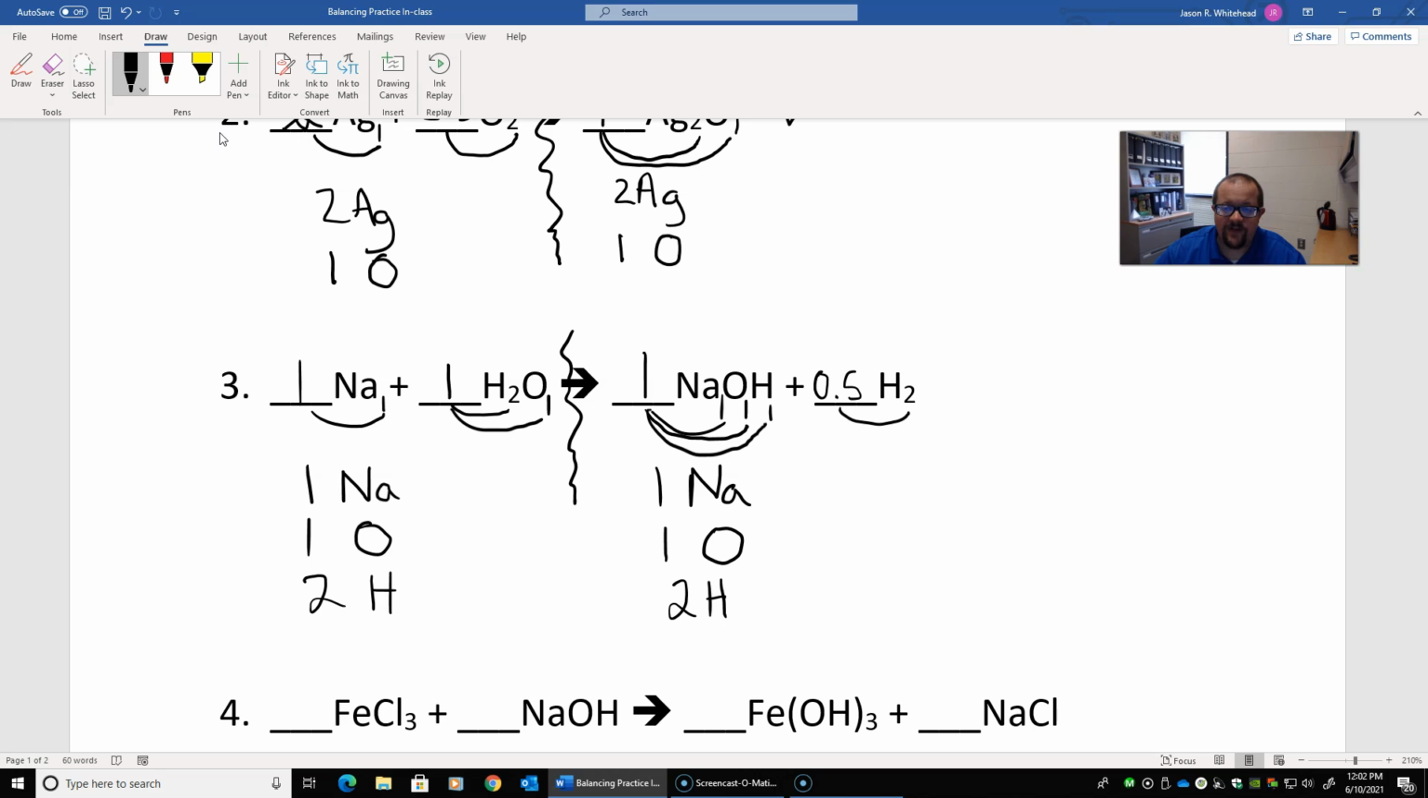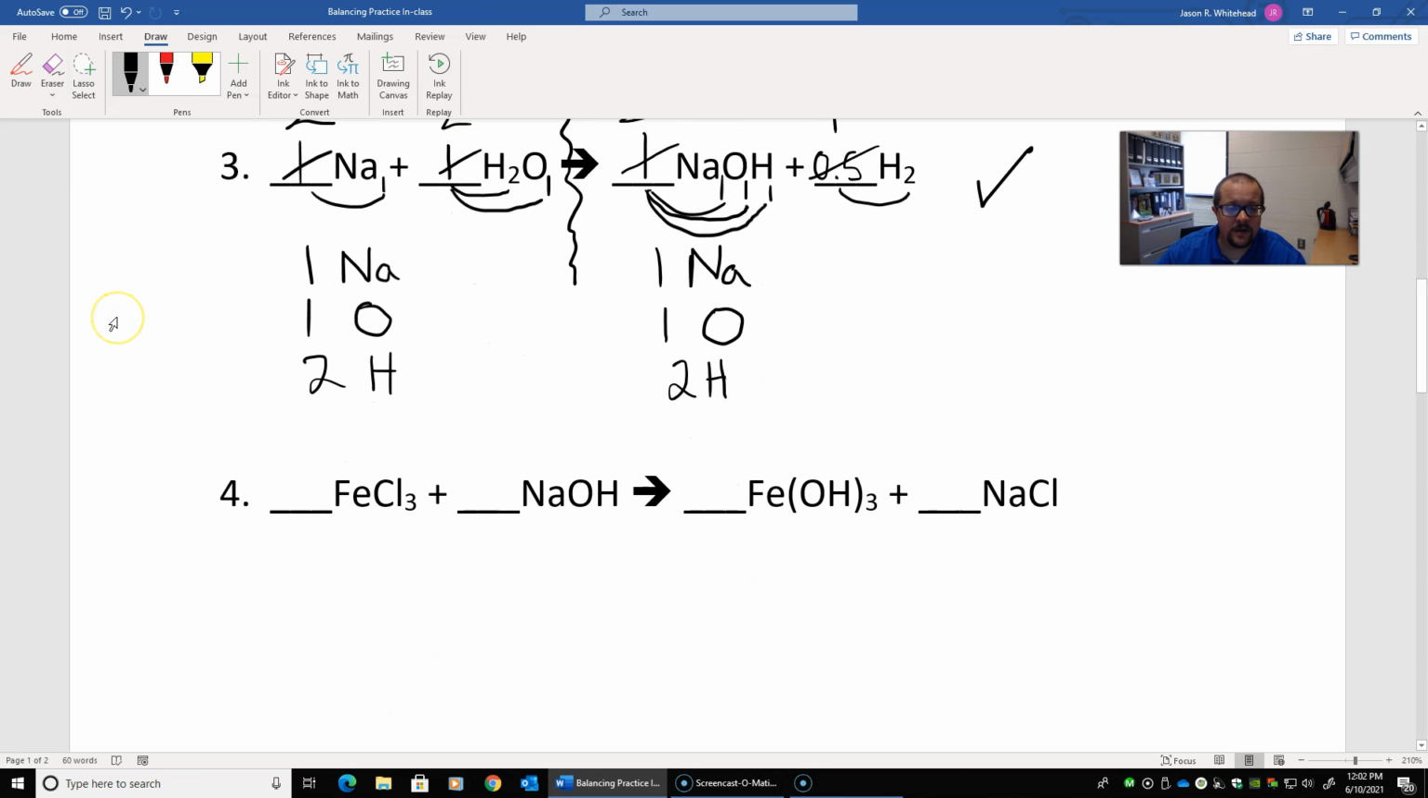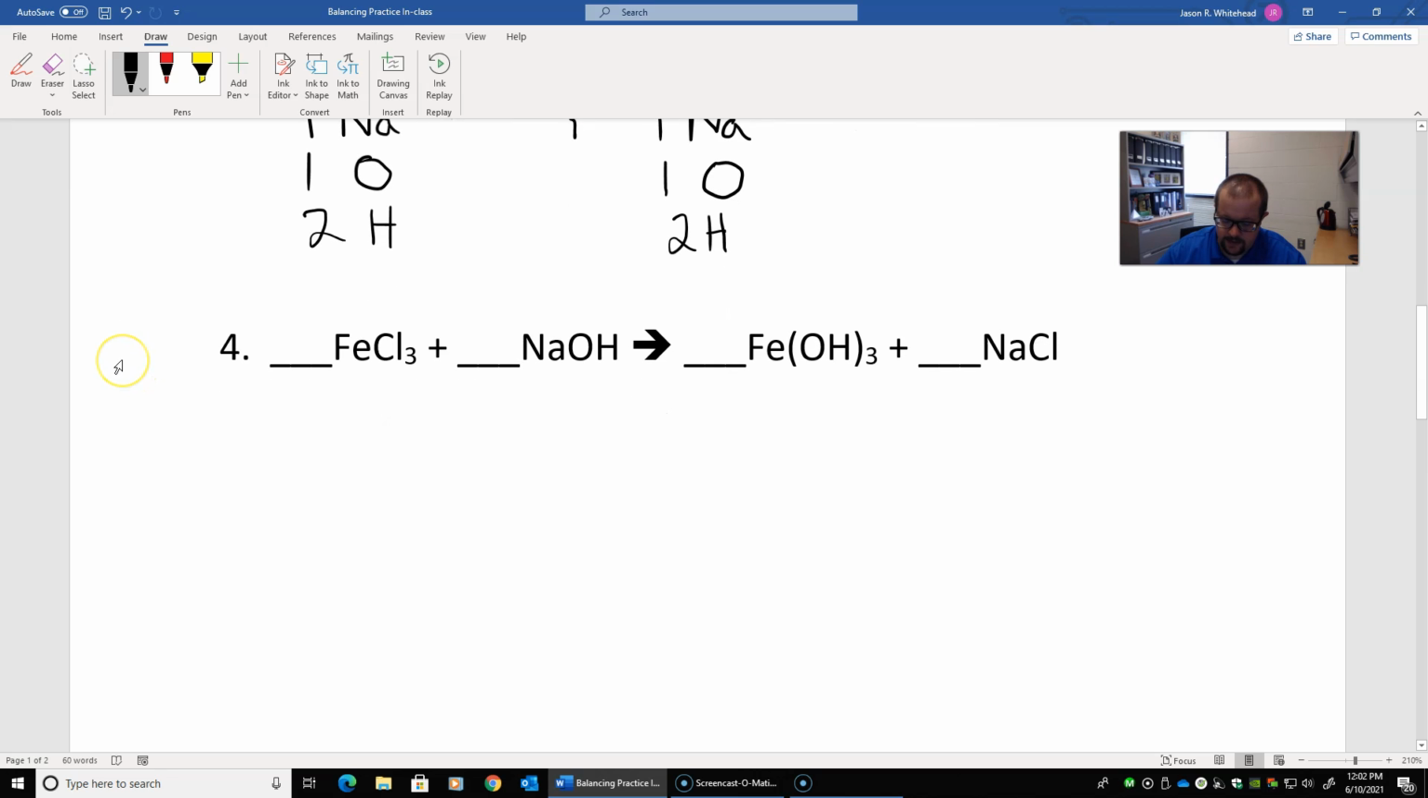So because I have a 0.5 here, I'm going to multiply everything by 2 so that I can get rid of that decimal. So this is going to become 1 times 2, 2. Again, 1 times 2, give me 2. And again, and then 2 times 0.5 would give me 1. So my coefficients are 2, 2, 2, and 1. Moving on to number 4. Go ahead and start by putting in our little boundary.